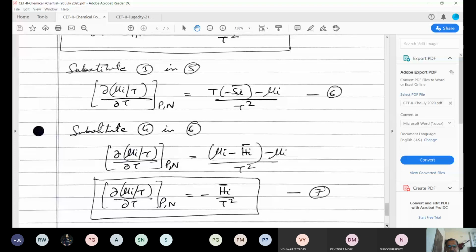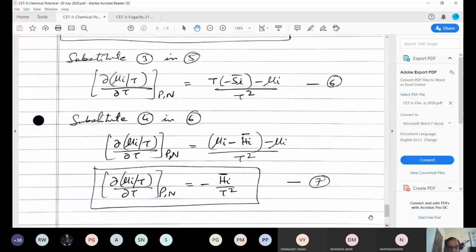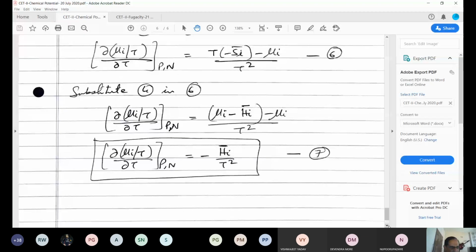And enthalpy is measurable. Partial molar enthalpy, we can measure it when we add one component to a solution. And that's why we have taken this form of equation, because we need to get these measurable quantities here. Temperature can be measured, enthalpy can be measured. Partial molar enthalpy can also be measured. Okay, so equation 7, is it okay?